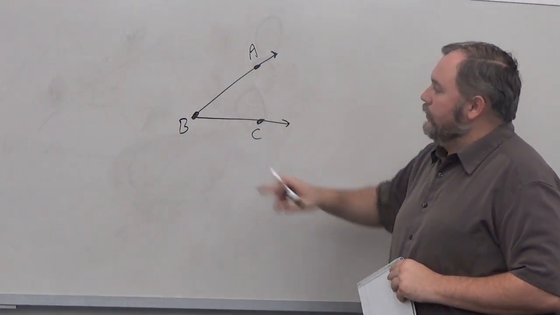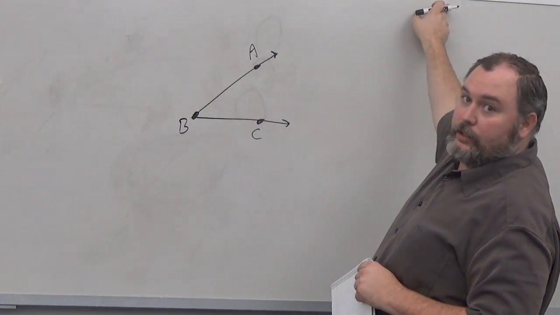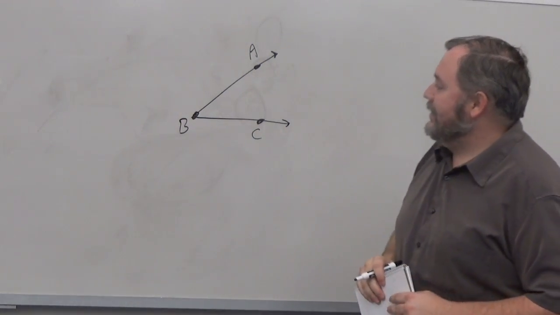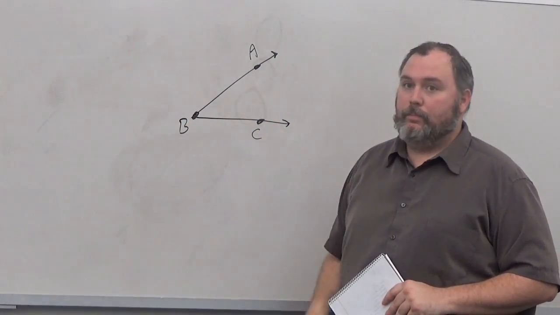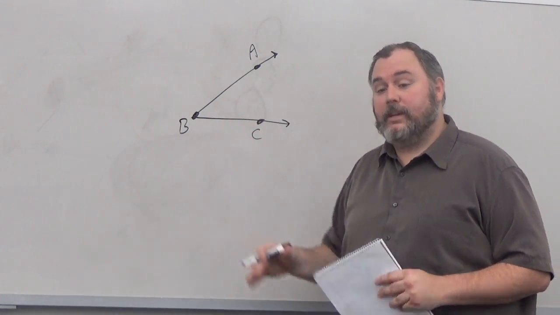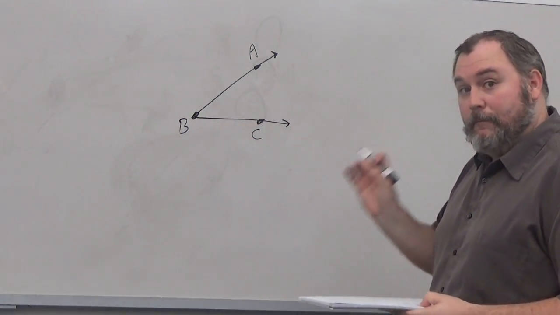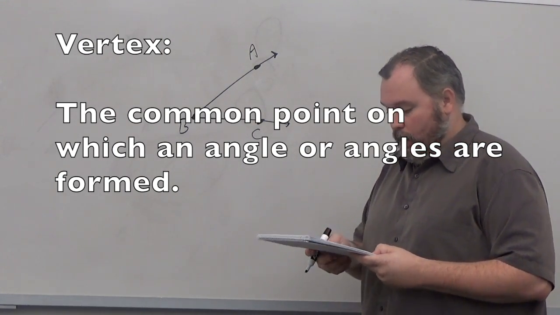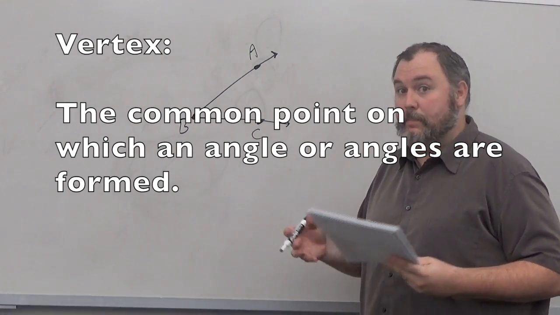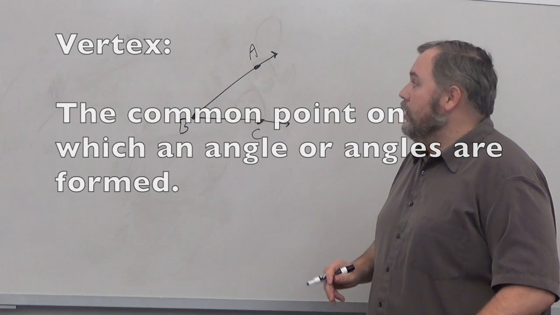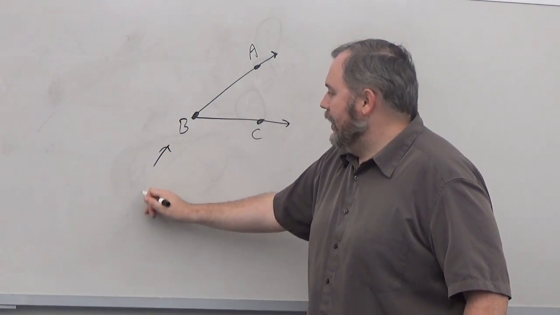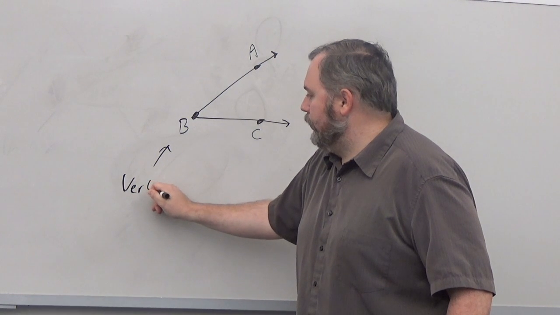So I have 2 rays. I have ray BA going all that direction. I have ray BC going all this direction. And together they have a common point, which is B. Which brings me to my next point. Vertex is the common point on which an angle or angles, notice I can make more angles, are formed. So these 2 rays are connected here. And so this guy is what we call the vertex.